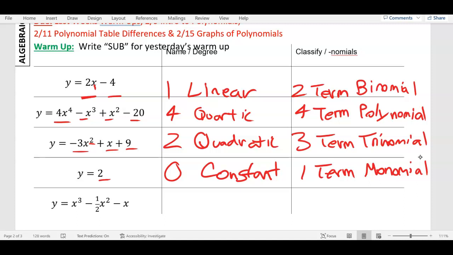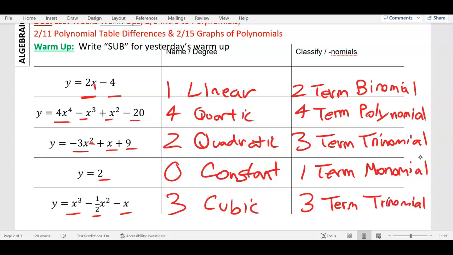All right, so next thing. What is the power? 3. Okay, 3rd degree is called what? Cubic. How many terms? 3. Which one? You sure? You're very sure? I'm writing it just to trick you.